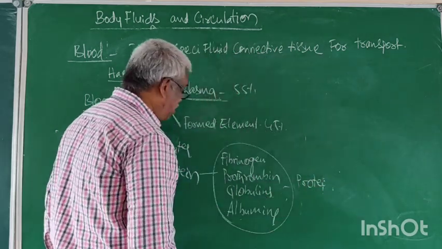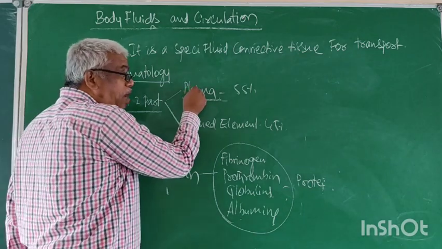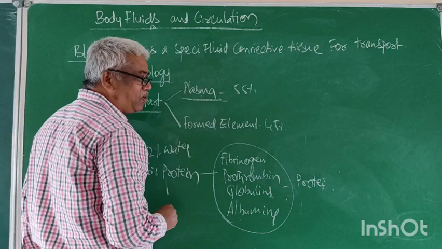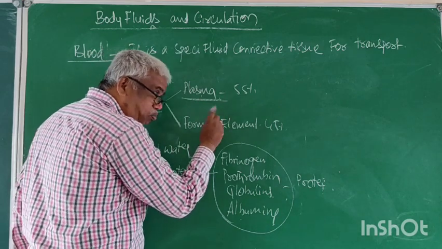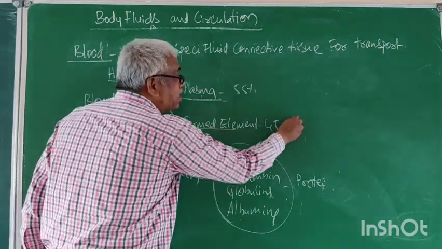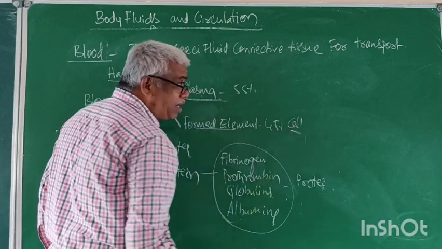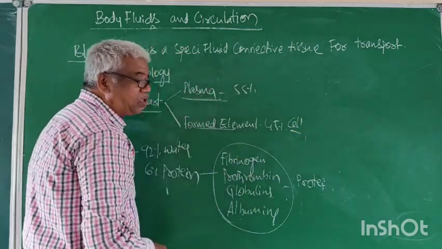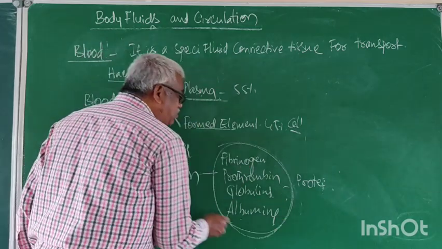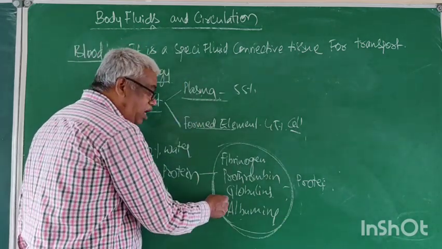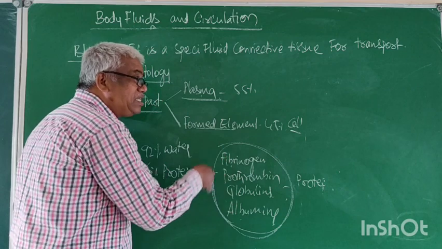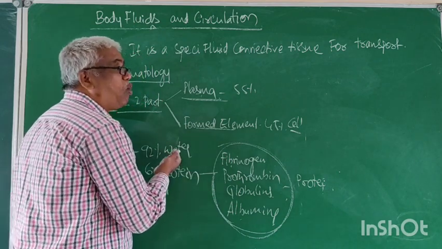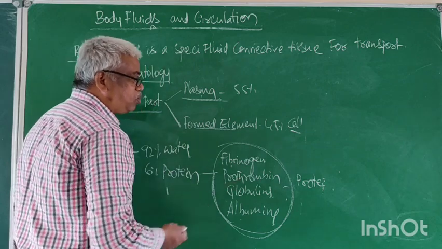Are these proteins present in the plasma or in the cell? Plasma. But some proteins are also present in the cells. Now we are discussing cellular protein or plasma protein. This is all our plasma proteins, because these four proteins are dissolved in water and form a solution.